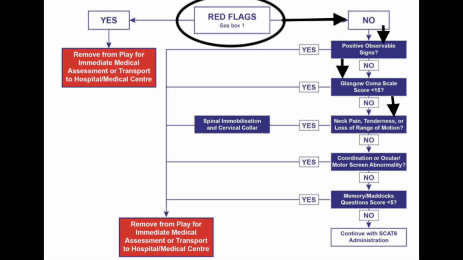With a Glasgow Coma scale of 15, we now can move on to the cervical spine assessment. Do you have any neck pain when you're just sitting there? Nope. Tender to touch?